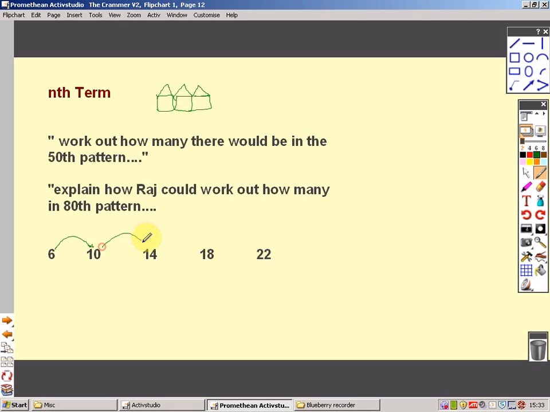So find the nth term. What is this going up in? That's going up in 4s, 4s, 4s, and 4s. So it must be the 4 times table. So it's 4n. We've just shifted the 4 times table up. The 4 times table will be 4, 8, 12. It's gone up by 2, so it's 4n plus 2. So when you come to work out how many there will be in the 50th pattern, you do 4n plus 2. I don't know why I wrote 12 there. I'll just undo all of that a minute. Sorry.